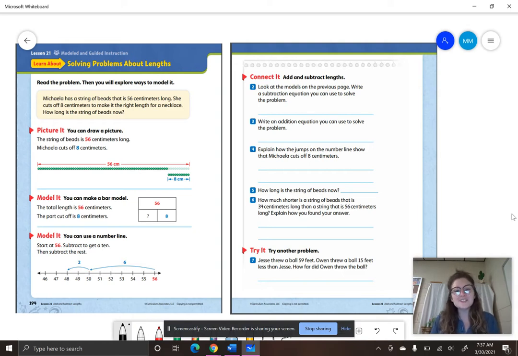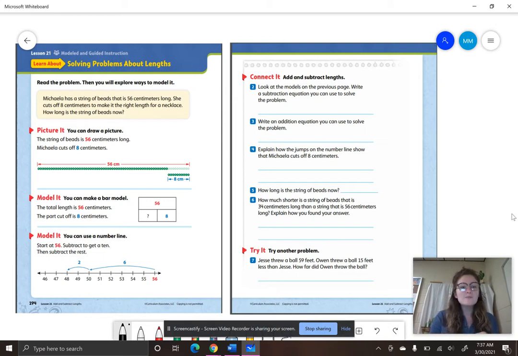Today, we are in our instruction book on pages 194 and 195. So yesterday, we talked about solving word problems relating to measuring lengths. So we are still going to be solving problems about lengths, which means we're going to have some word problems. So let's go ahead and get started.